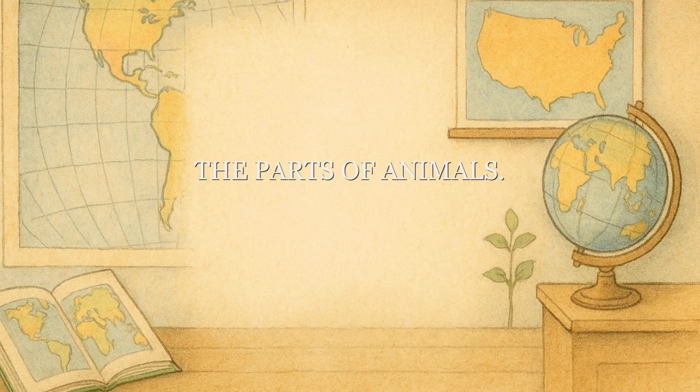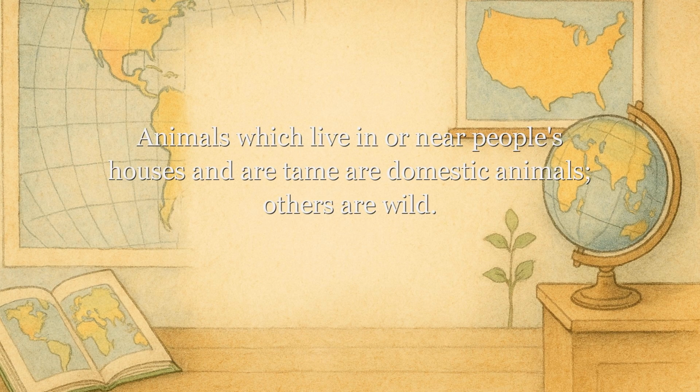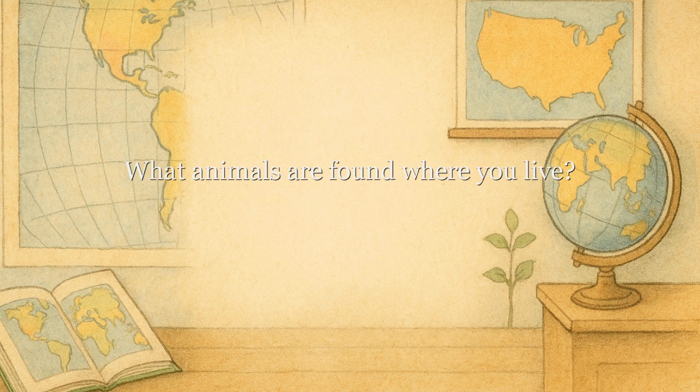The parts of animals. Animals which live in or near people's houses and are tame are domestic animals, others are wild. What animals are found where you live?